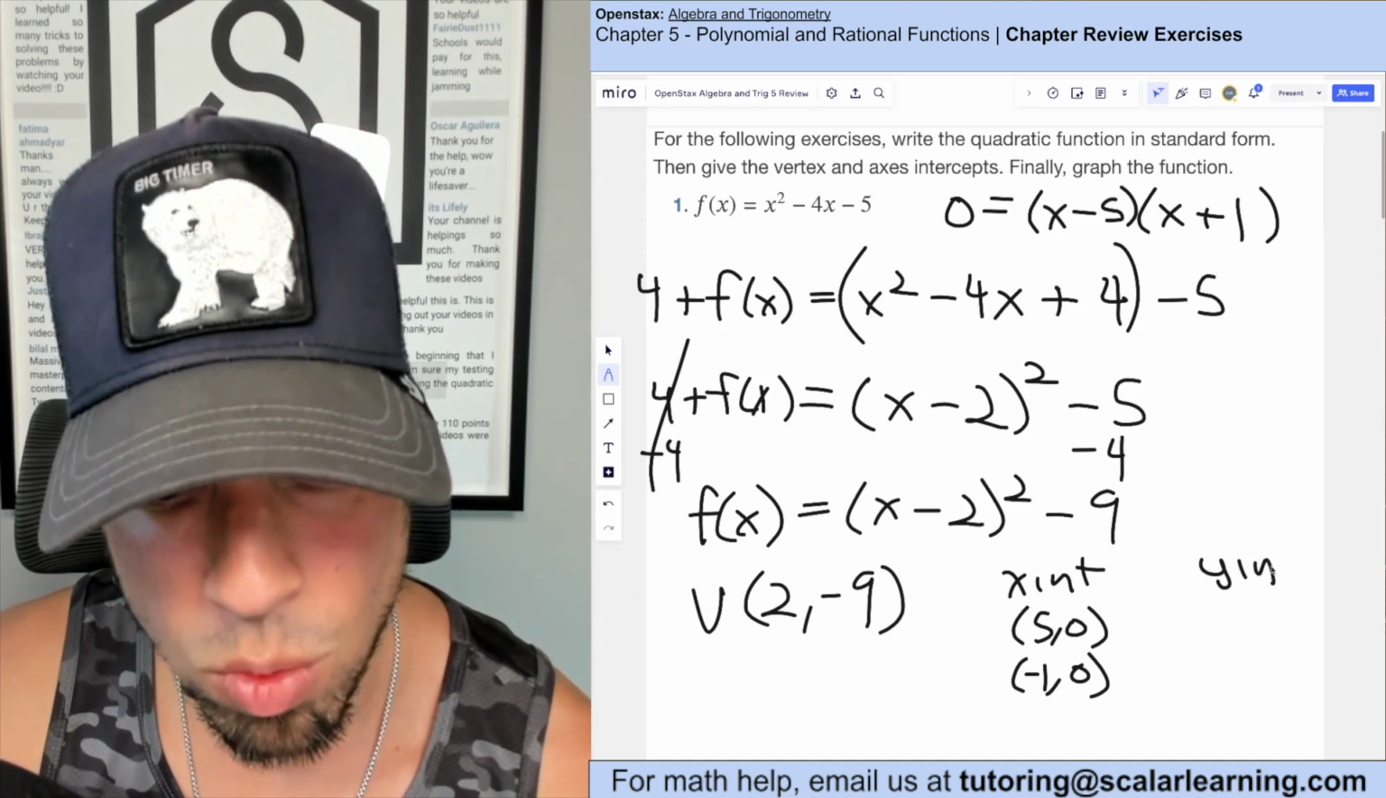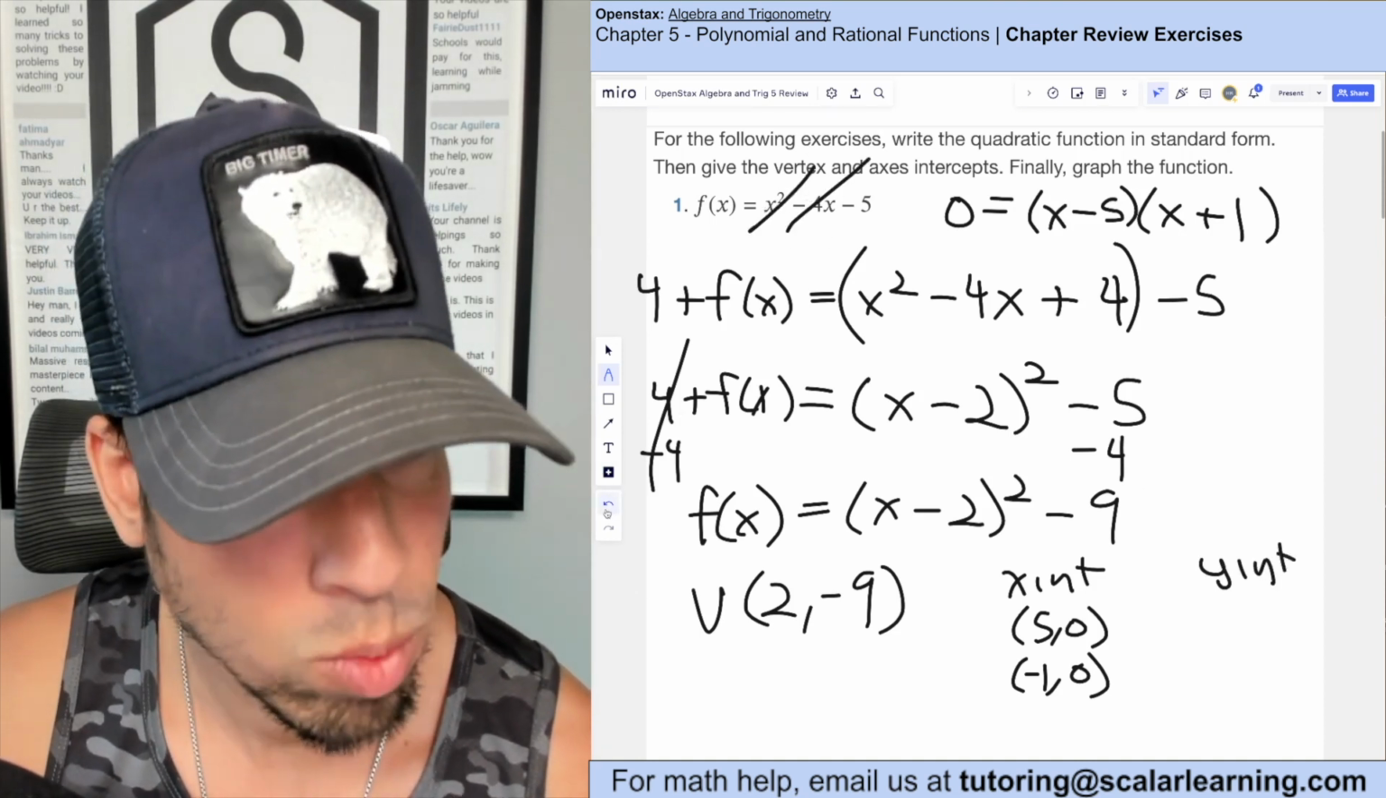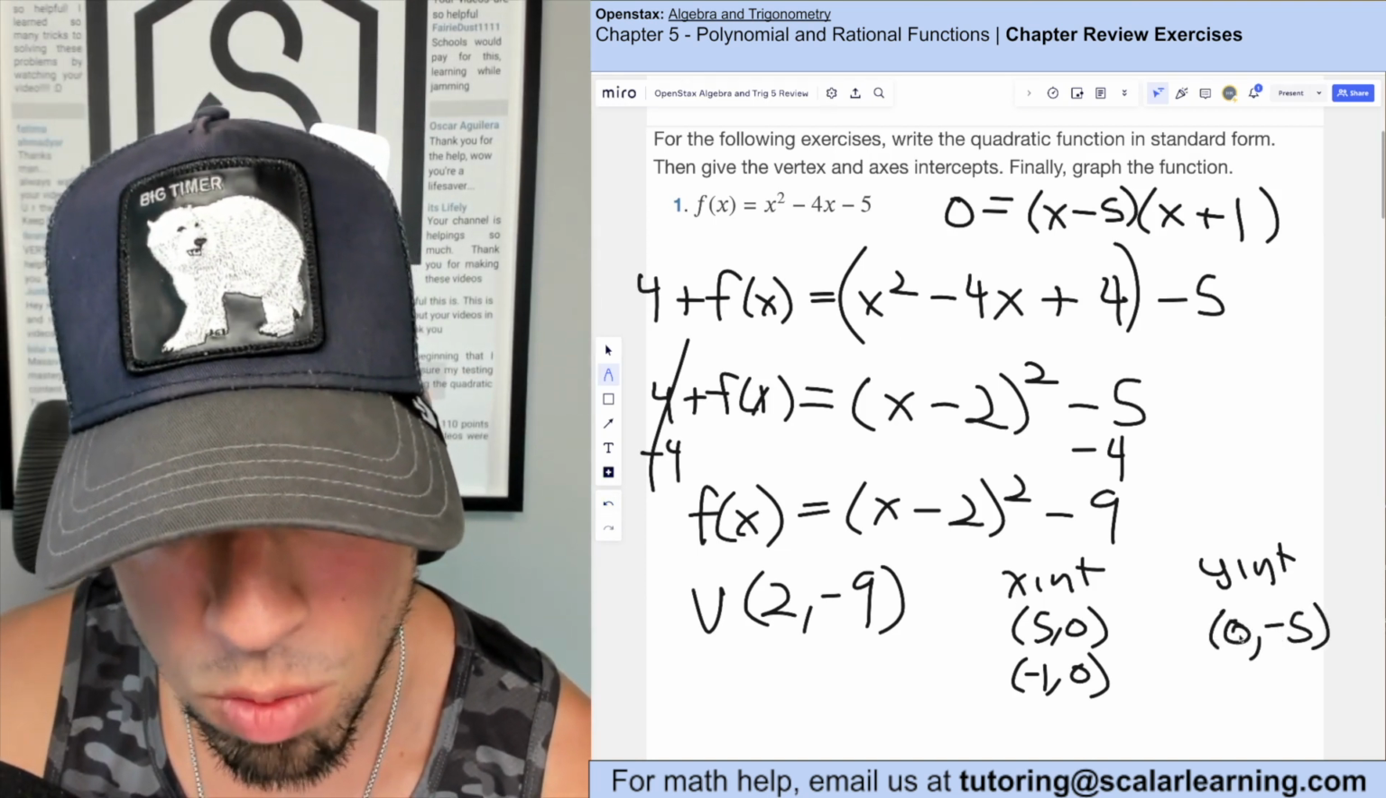And then for the y-intercept, you just plug in 0 for x. That zeroes out, and we're left with negative 5. So the y-intercept is 0 comma negative 5, and there you go, boom, done.